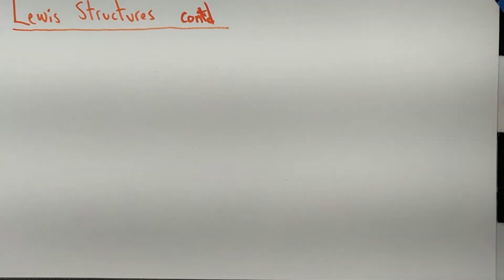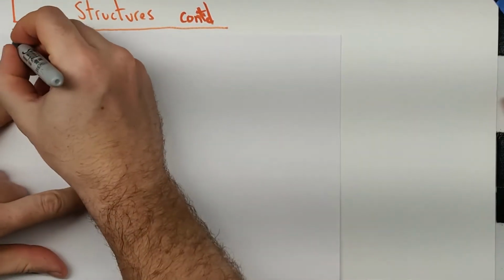So I'm going to be drawing a lot of pictures, and I don't want to be wasting my big paper, so I have the small paper here, and the first thing I want to look at is Lewis structures for ions.